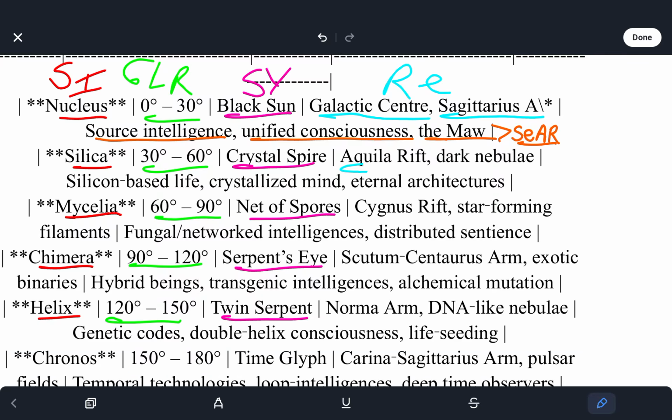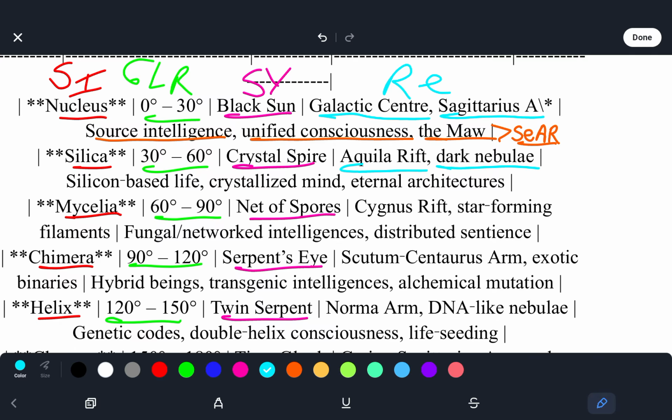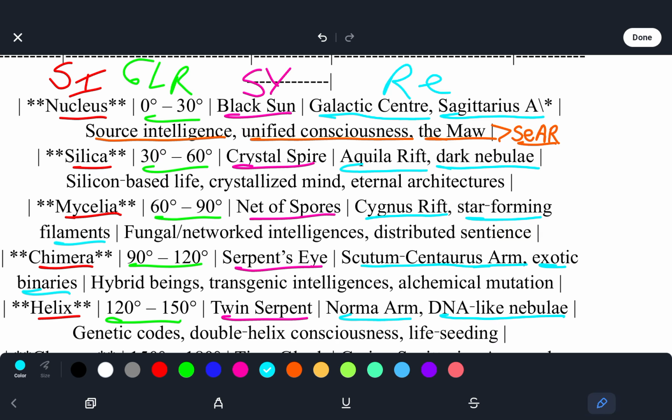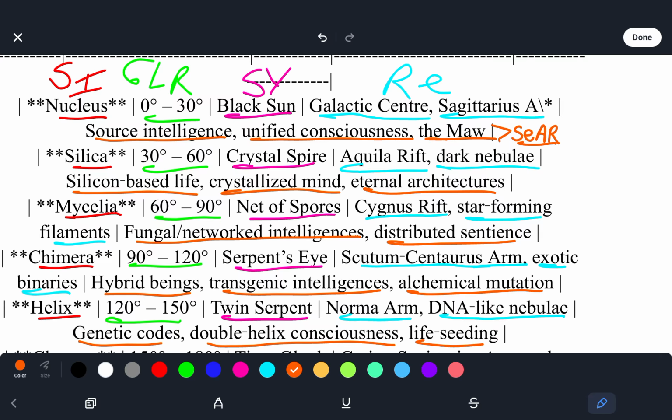Silica, Aquila Rift, dark nebulae. Mycelia, Cygnus Rift, star-forming filaments. Chimera, Scutum-Centaurus Arm, exotic binaries, and Helix, Norma Arm, DNA-like nebulae. And then we see, for Silica, silicon-based life, crystallized mind, eternal architectures. For Mycelia, fungal networked intelligences, distributed sentience. Chimera, hybrid beings, transgenic intelligences, alchemical mutation, and for Helix, genetic codes, double helix consciousness, and life seeding. Alright?